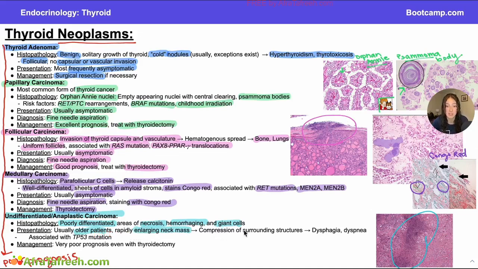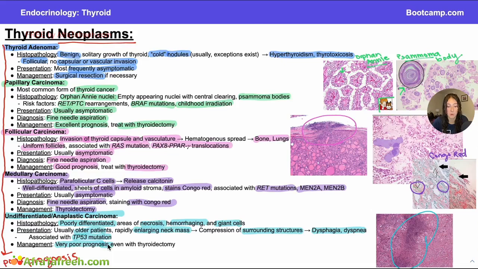This rapidly enlarging neck mass can cause compression of surrounding structures, which can lead to symptoms like dysphagia or dyspnea if we compress on that laryngeal nerve, or if we compress on the trachea or anything else that is in the region. It's associated with the TP53 mutation, so that is going to be one of our important tumor suppressor proteins, and when it is mutated, it is not going to be able to do its job as well, so that can certainly lead to this anaplastic carcinoma.